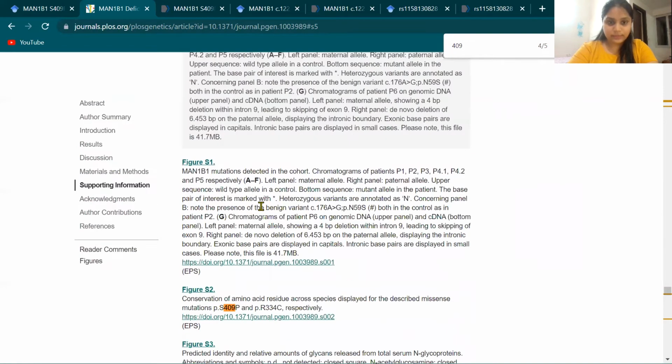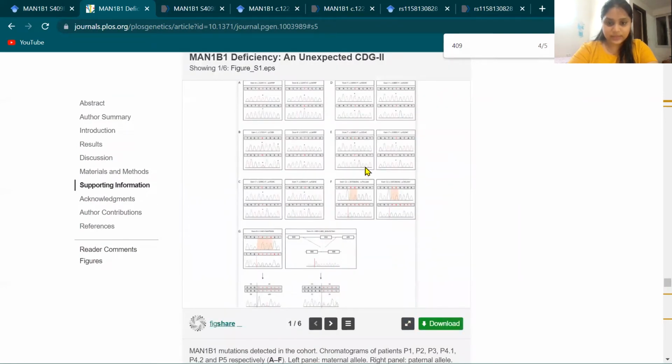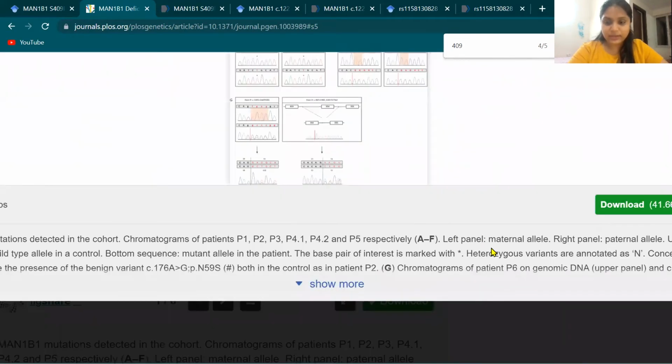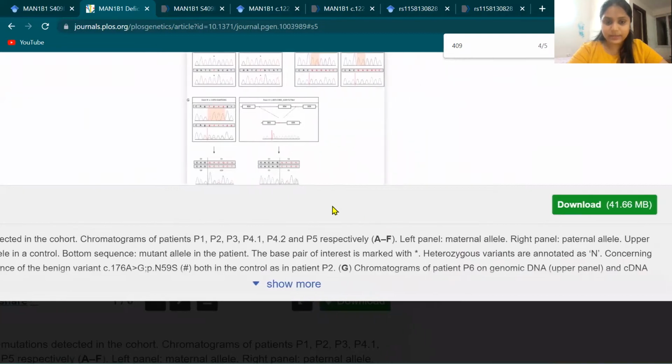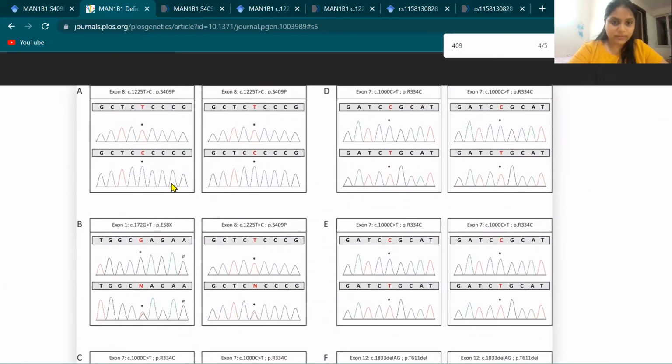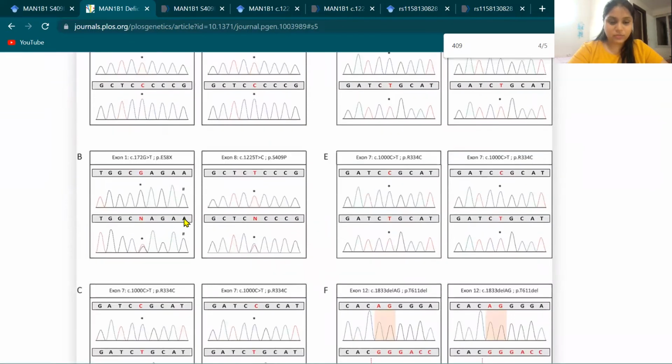And in figure S1, as you can see, where the left panel is the maternal allele and the right panel is the paternal allele, you can see that the patient is homozygous for this particular variant. Similarly, in case 2, you can see that along with a nonsense mutation, the patient was heterozygous for this particular variant also.